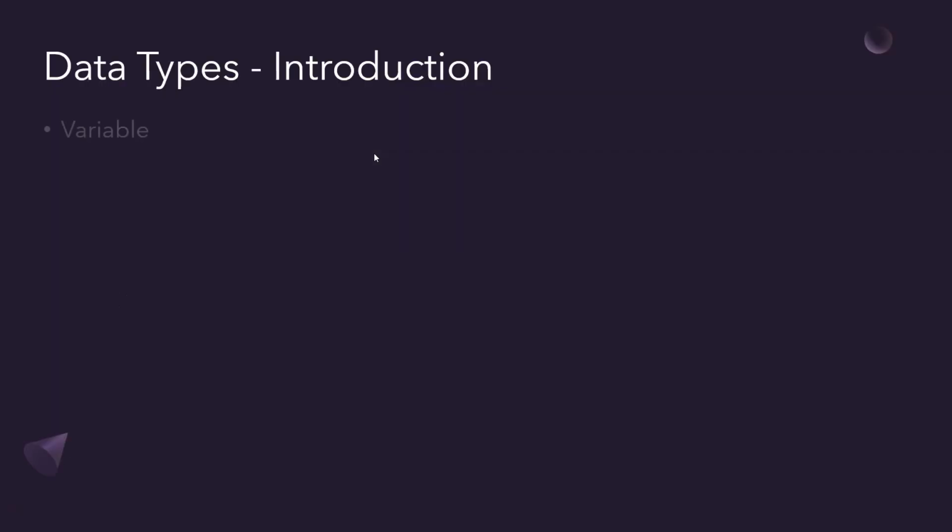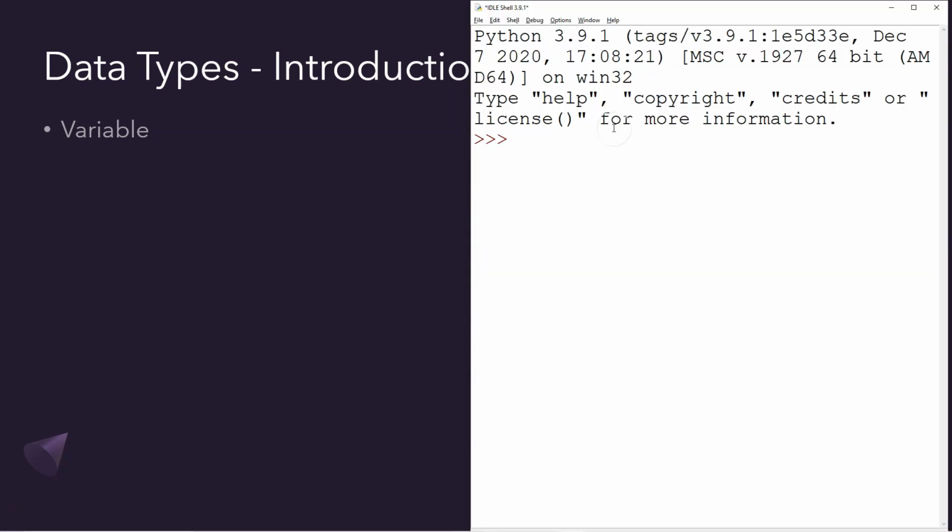Data type introduction. Variable. In Python and any other language, variables are used to give a name to a memory location so that it can be used in the program. For example, if I want to say a equal to 1, what I am telling here is I am defining a variable with the name a that stores the value 1. So if I just say a, Python will go to that memory location and print that value.